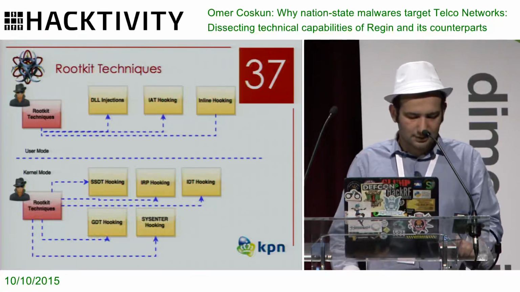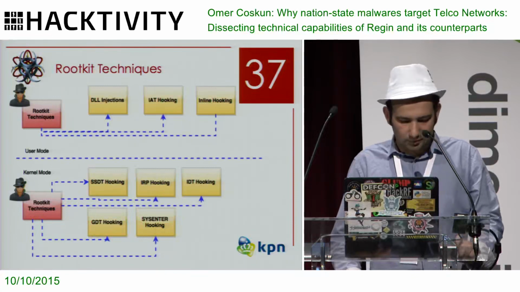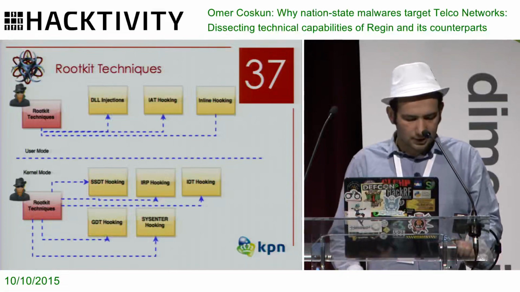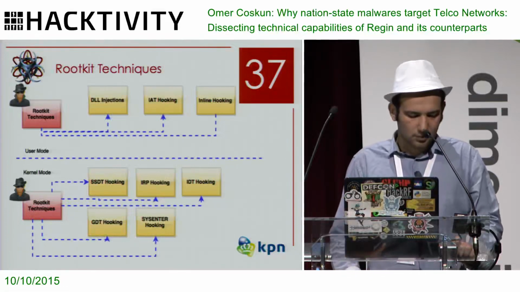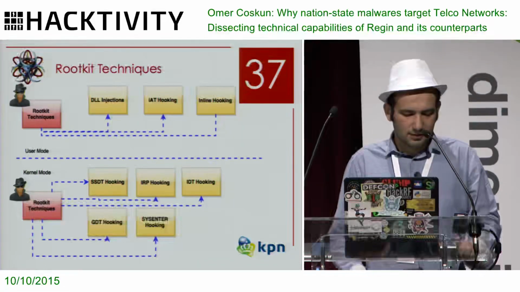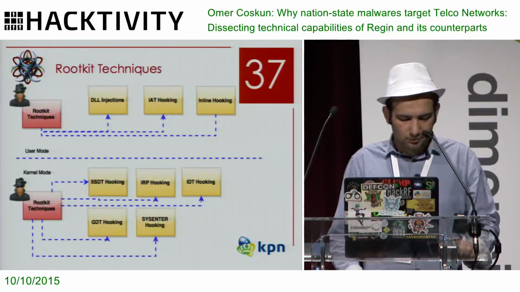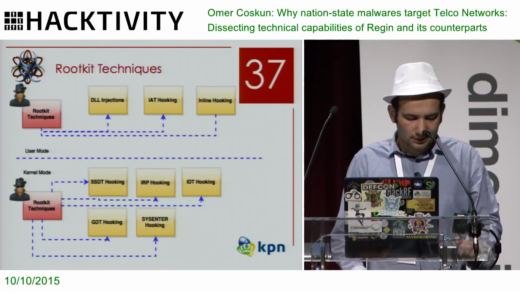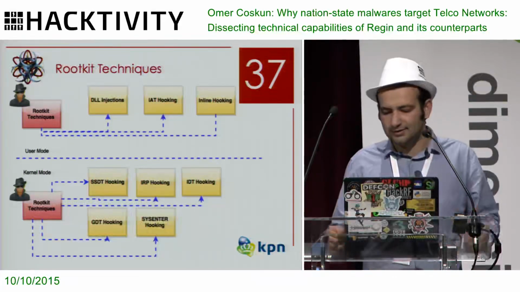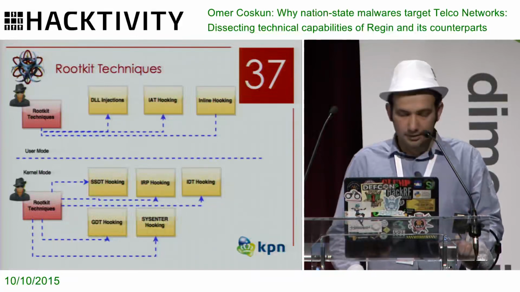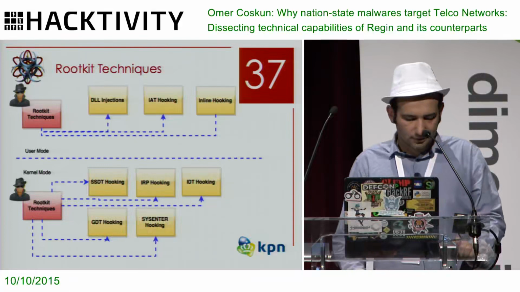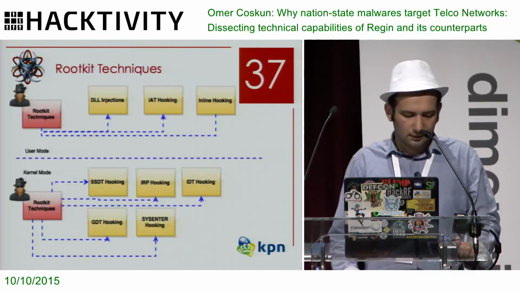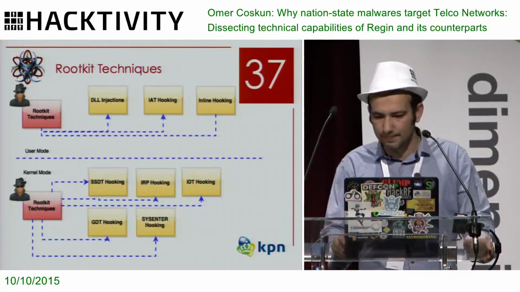The most commonly known techniques for user land applications are import address table hooking, DLL injection, and inline hooking. More advanced kernel rootkits rather use system service descriptor table hooking, input-output request packet hooking, interrupt descriptor table and global descriptor table hooking, and lastly, sysenter hooking. These techniques are widely documented and available on the internet, so we will not delve into them. I advise you to take a look at them on the internet and read about them.